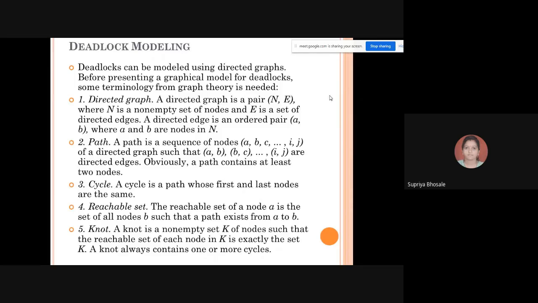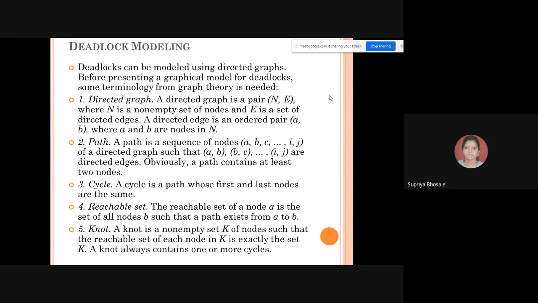That is, first, directed graph. A directed graph is a pair (N, E), where N is the non-empty set of nodes and E is the set of directed edges. A directed edge is an ordered pair (A, B), where A and B are nodes in the set of nodes N.